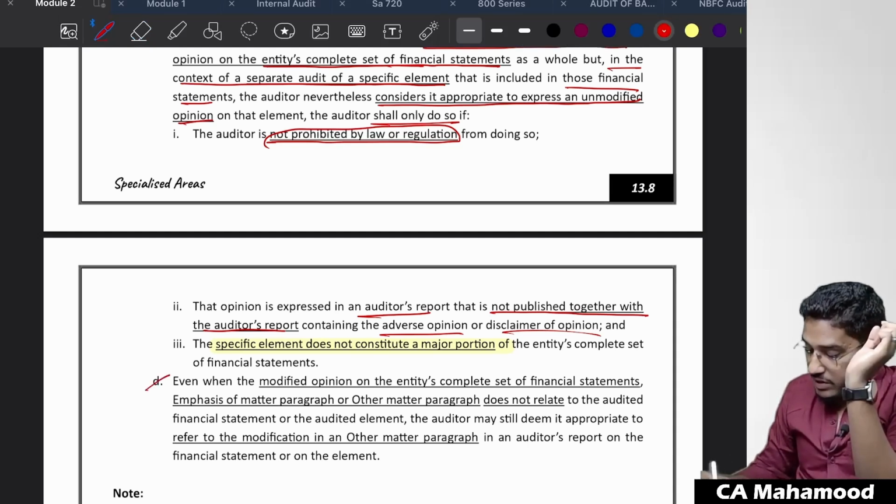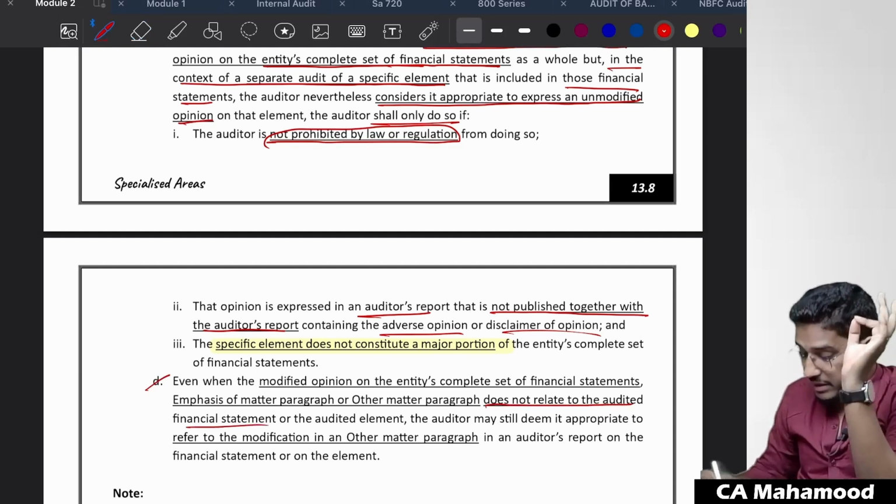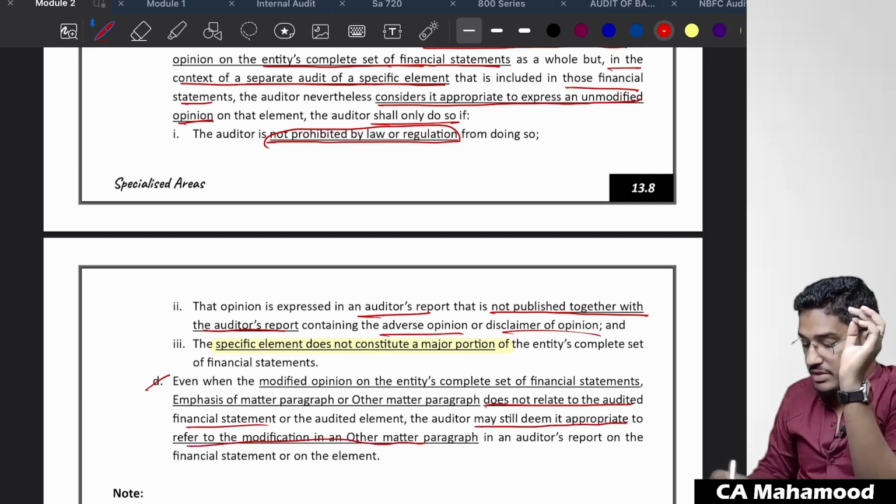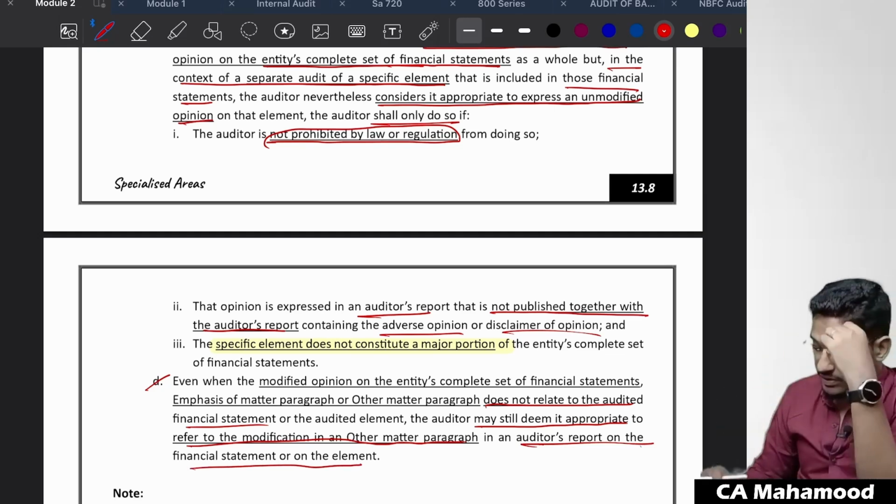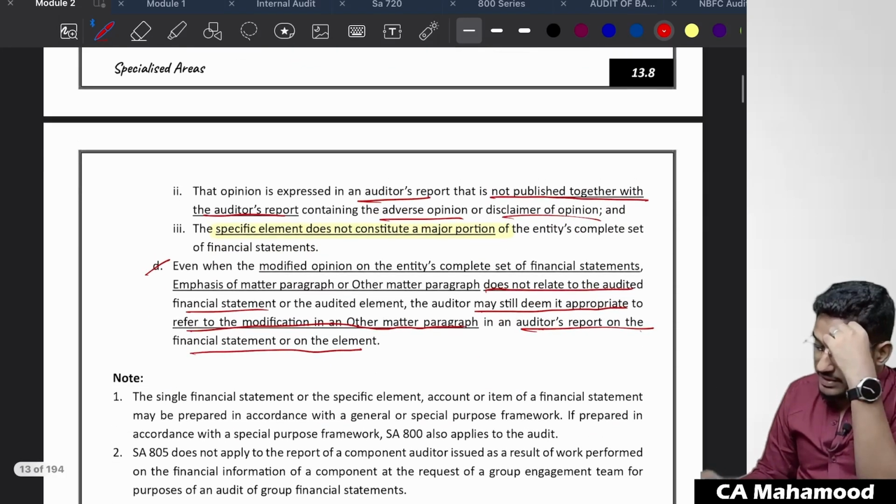Even when the modified opinion on the entity's complete set of financial statements, emphasis of matter paragraph or other matter paragraph does not relate to the audited financial statement or specific element, the auditor may still deem it appropriate to refer to the modification in the other matter paragraph in an auditor's report on the financial statements or on the element. Okay, now see, they say some note point here.